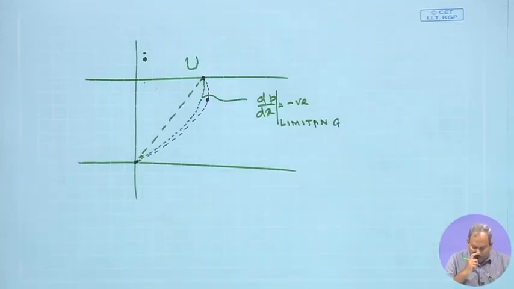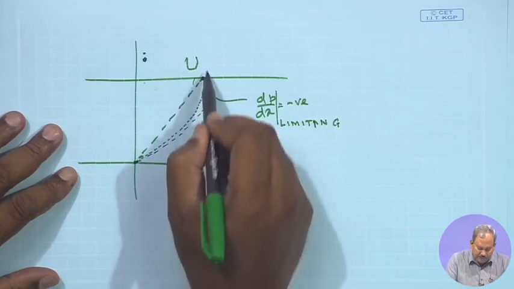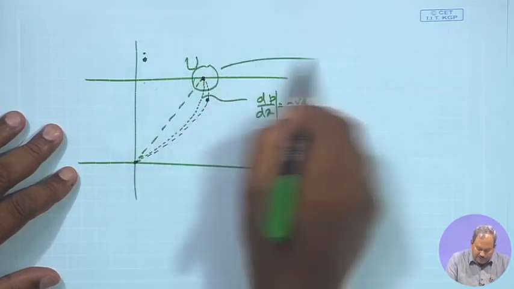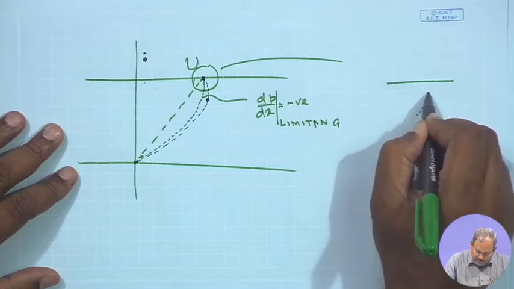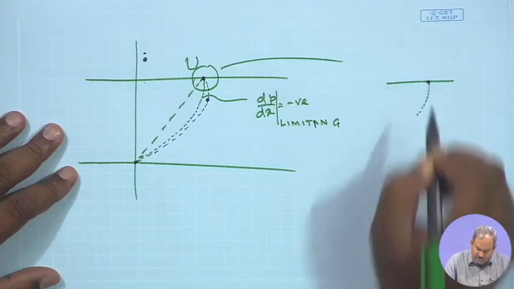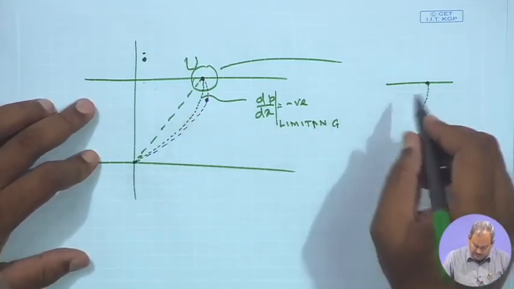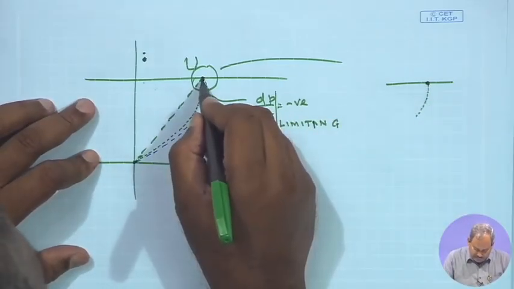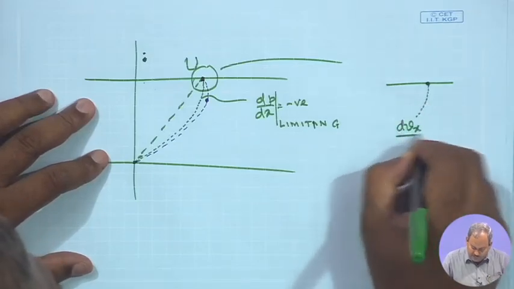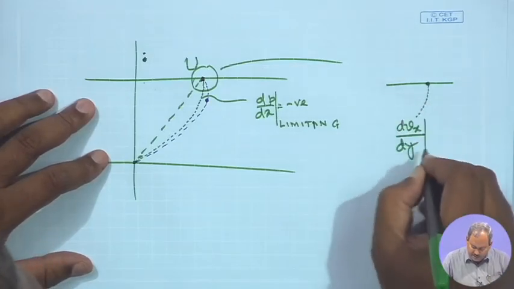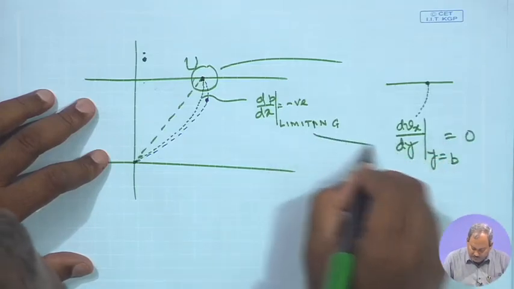So, how do you find out the value of negative dp dx? Look at the profile over here. If I expand this, the limiting value can be obtained by looking at the profile. That means the slope of the curve when it reaches the top is going to be equal to 0, or in other words dVx dy at y equals b is 0 for the limiting case.